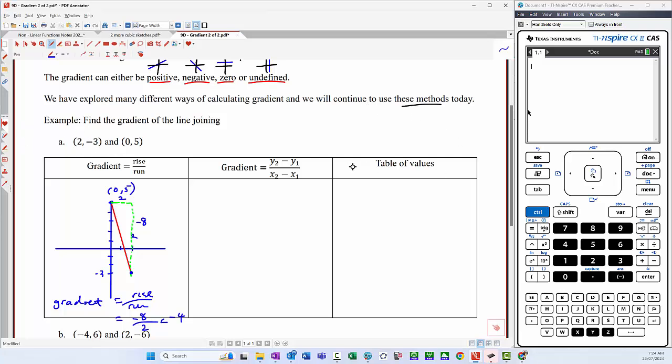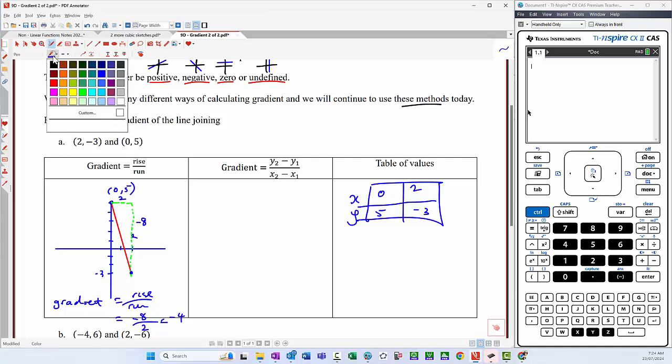Okay, the next method is the also familiar table of values. So x and y, and what we do is we just put the 2 points into the table. All right, so I'm going to put this point in first, 0, 5, and this point in second, which is 2 and -3. Now recall that the definition of the gradient is as x increases by 1, we're looking at the change in y values. Now x isn't increasing by 1, but what we can do is just edit this table ever so slightly by putting a 1 in there. And then we can have a look at the change here.